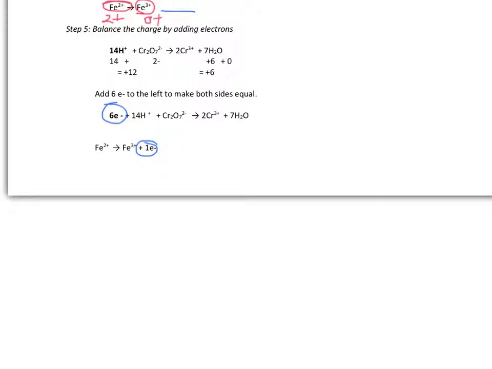The next step is we need to make sure that the number of electrons gained equals the number of electrons lost. And by what I have circled here, we have 6 electrons gained, only 1 lost. In order to make that equal, we need to take the second half reaction, and we're going to need to multiply that by 6.